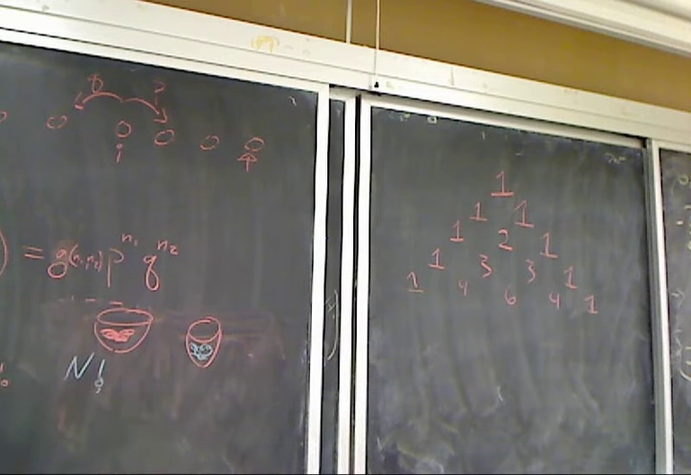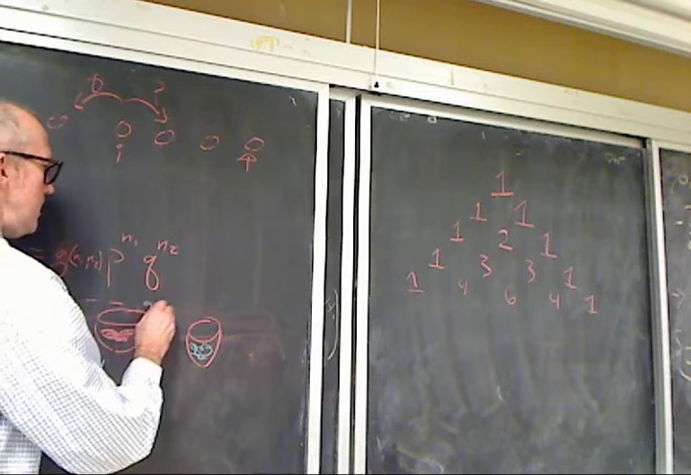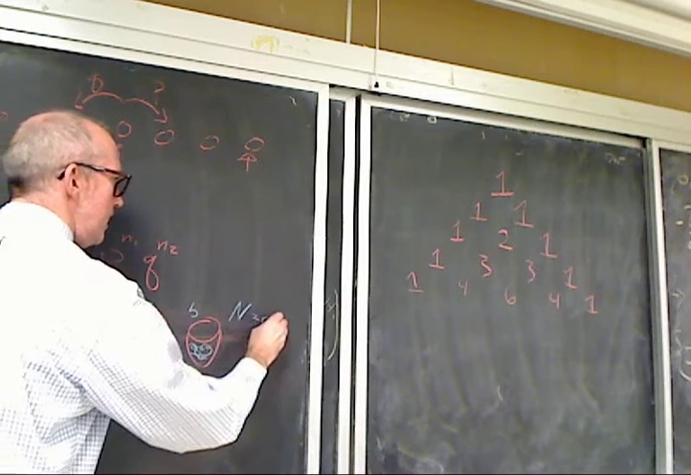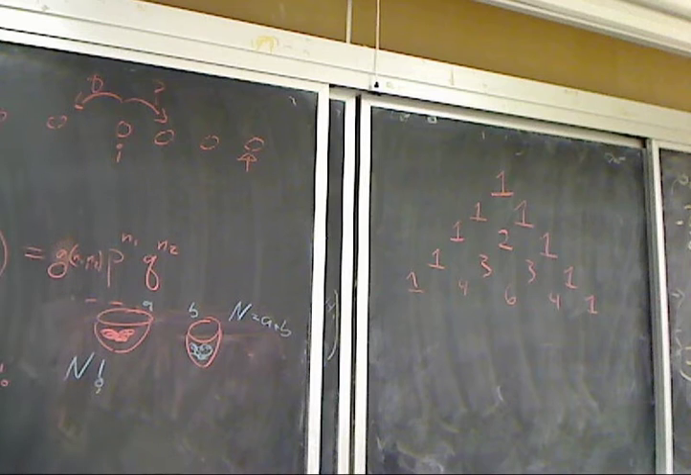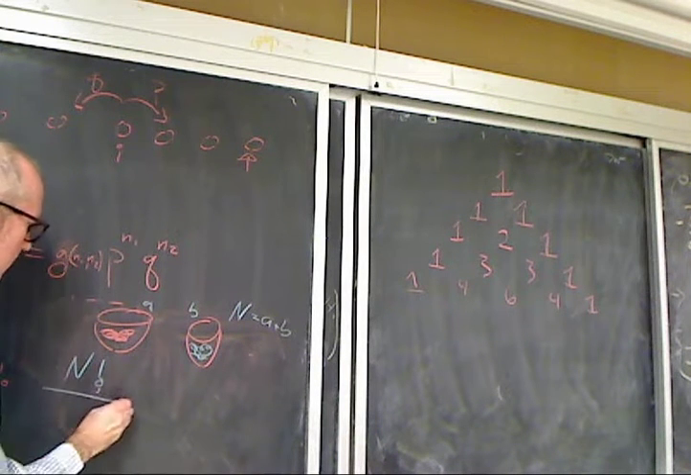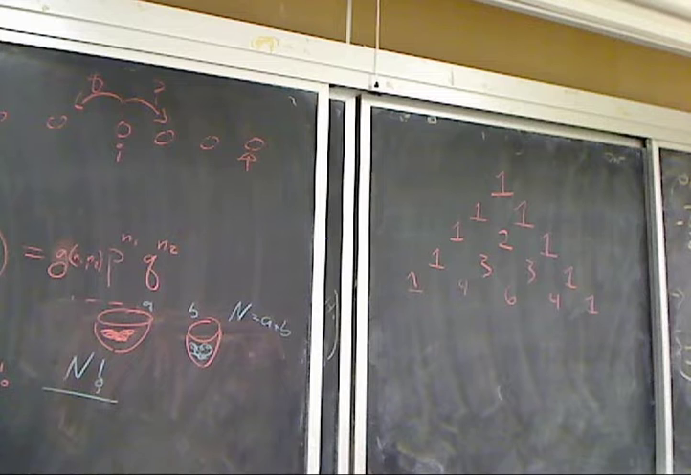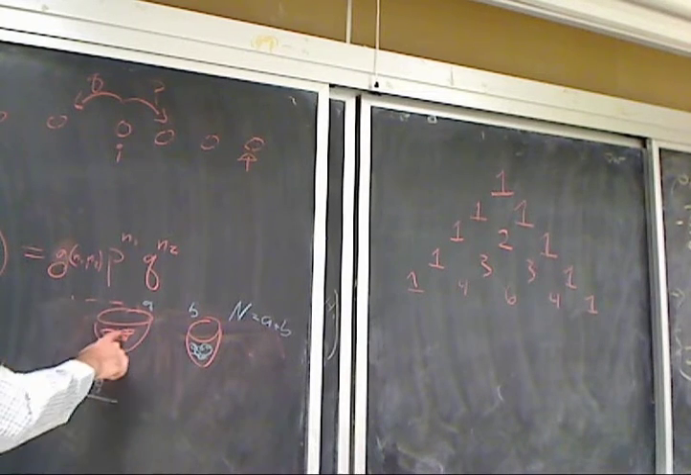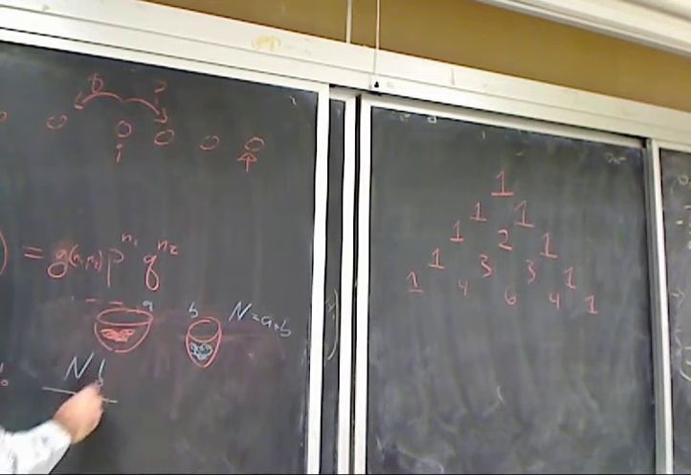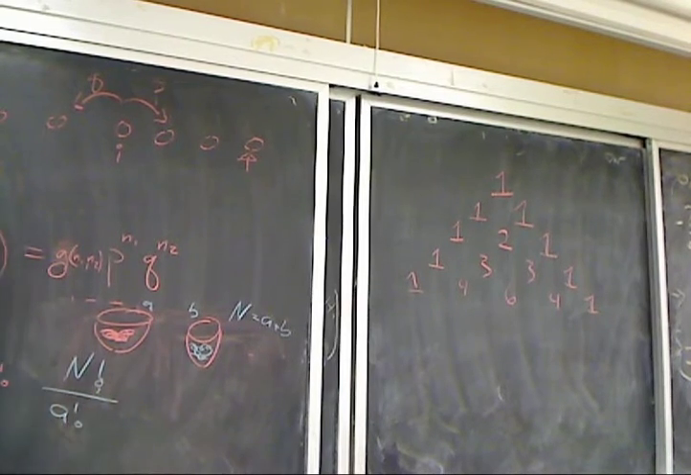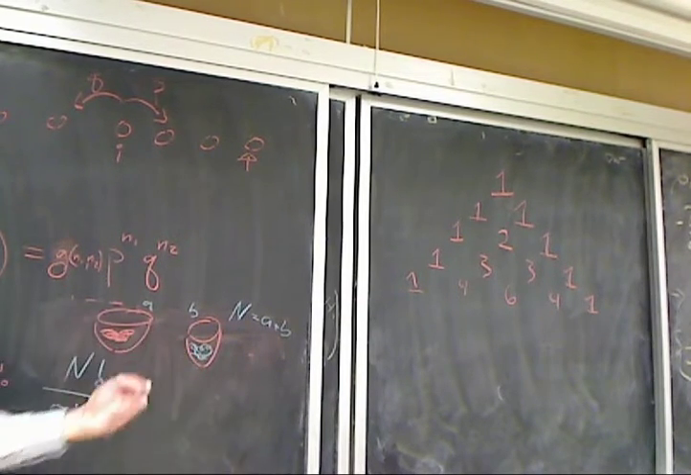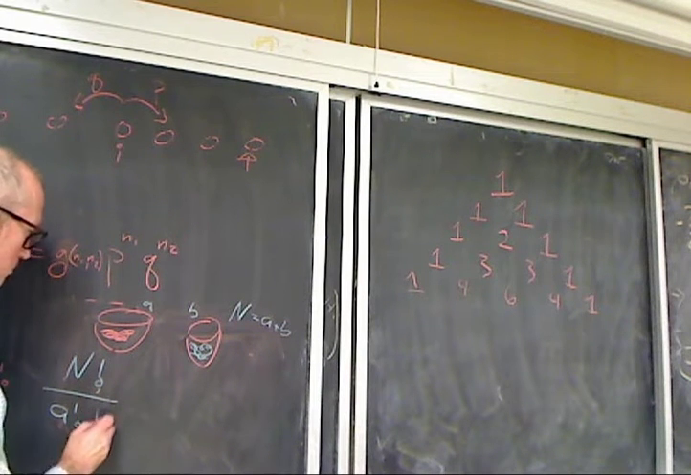But I can't tell the difference between the beads. So they could have come out in any order. So the total number of options that I have is n factorial. So let's call this A, and this is B, and then n is A plus B, the total number of beads. But I don't know what order these are in, so I have to divide by all of the different permutations of these, so that's going to be A factorial. And I don't know what order these are going to be in, so I have to divide by all the possible permutations of those, so that's going to be B factorial.